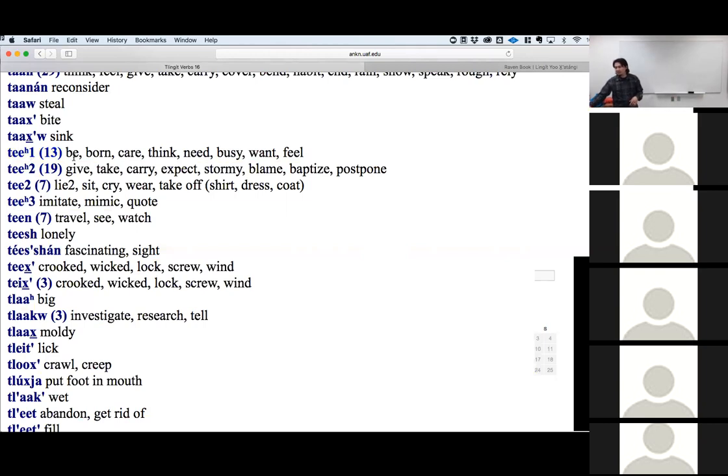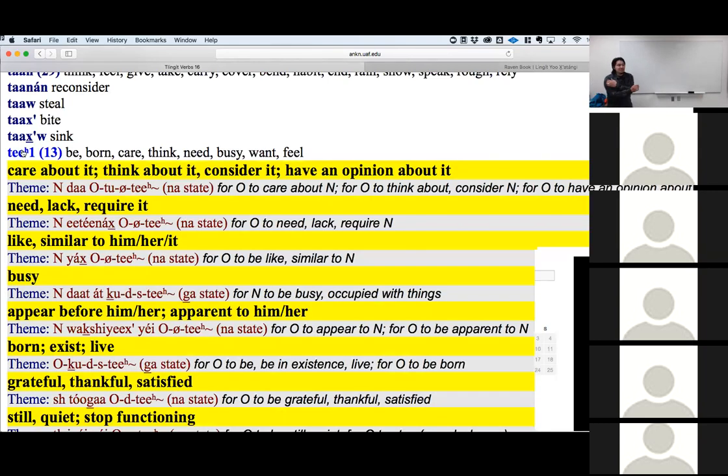So there's a T which is to be. There's a T which is to carry general objects, and there's a T to wear something, and then there's a T to imitate. And so those are the three different ones. I guess four. And so if we look at T, there are certain verb roots where there's a million of them, right? So this is one of the ones with lots of them. But what you'll see is that the verb itself sometimes isn't changing a whole lot.